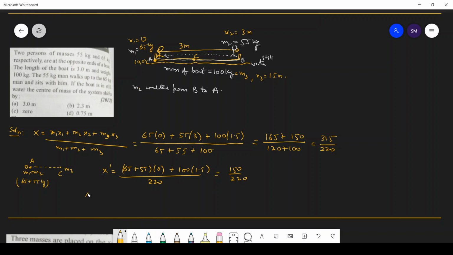So how much is the change? Final position minus initial position, so 150 upon 220 minus 315 upon 220. This comes out to be minus 165 upon 220, which is minus 0.75 meter. So the net displacement is 0.75 meters.